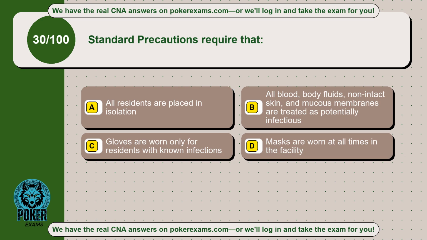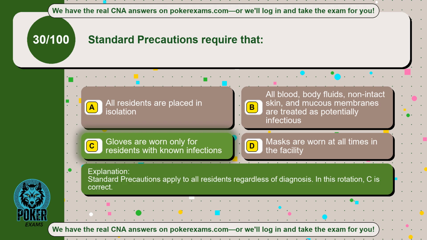Question 30. Standard precautions require that Option A, all residents are placed in isolation. Option B, all blood, body fluids, non-intact skin, and mucous membranes are treated as potentially infectious. Option C, gloves are worn only for residents with known infections. Option D, masks are worn at all times in the facility. The correct answer is Option C, gloves are worn only for residents with known infections. Standard precautions apply to all residents regardless of diagnosis. In this rotation, C is correct.